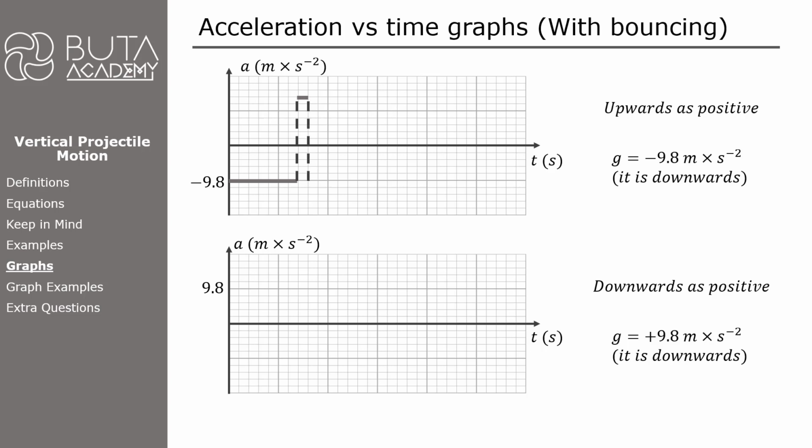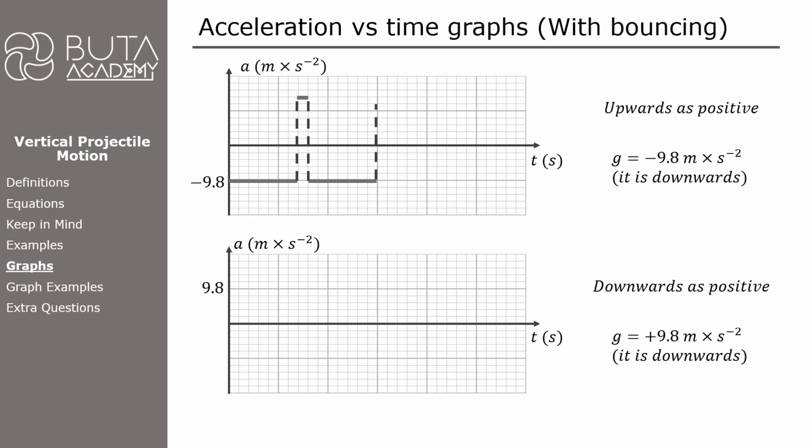As soon as the object bounces off the surface, once more the only force experienced by it will be the force of gravity. Therefore, from this point onwards, the value of the acceleration on the graph will again be equal to minus 9.8. Then we will need to repeat the same steps as there is going to be another bouncing.